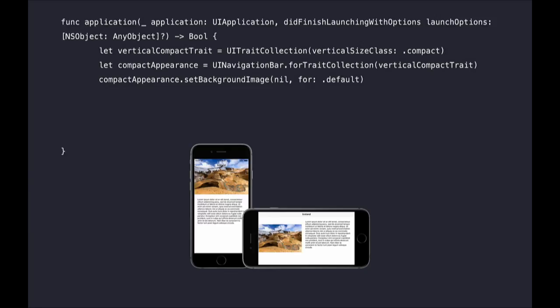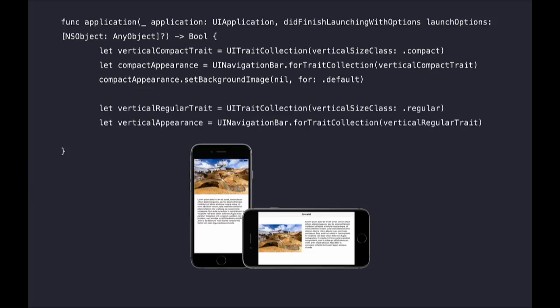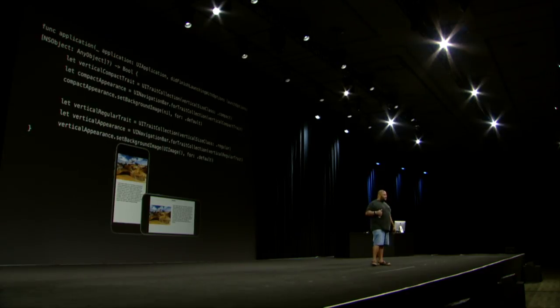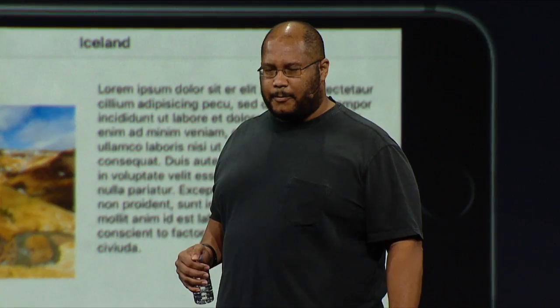Similarly, when we do the regular vertical, we create a trait collection for that, grab that appearance, and assign an empty image, which will cause the navigation bar to construct no background image whatsoever. Now, you might note that the appearance API for trait collection might read a little funny. We're actually going to be changing that API for C2, so be on the lookout for that.